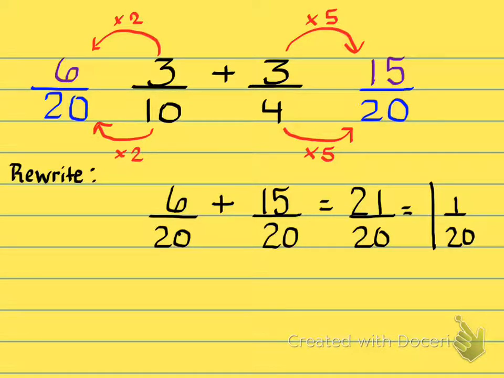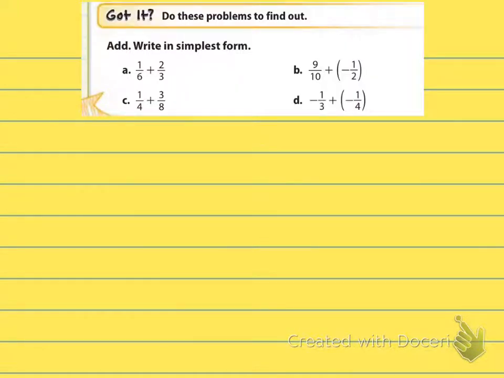Then we go ahead and add, just like we would before, and we want to change it back into a mixed number. Now I want you to work on A, B, C, and D on your own. I've put the screenshot here, but you want to copy the problems. Go ahead and work on that now.